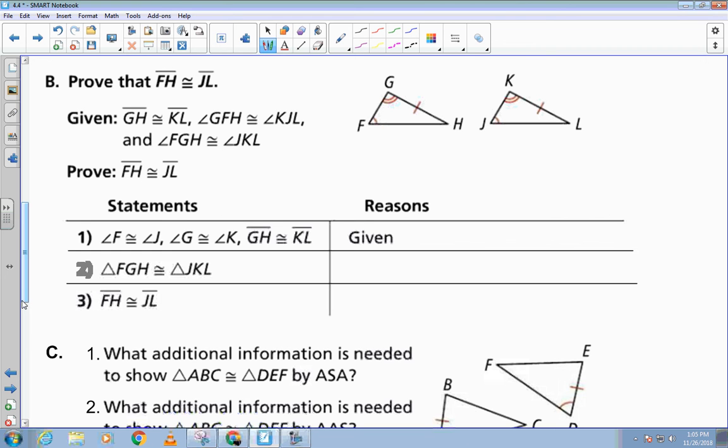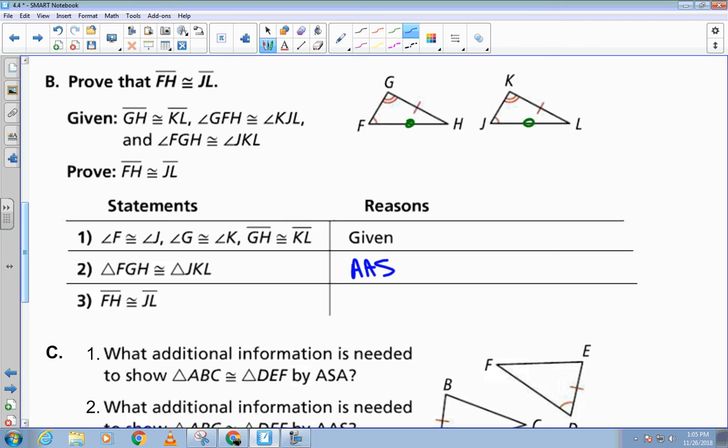Now this one's pretty easy. I got most of them for you, so I'm going to fill in the blanks. But it's based on the same type of idea. Prove that FH is congruent to JL. Now, they tell us that GH and KL are congruent. They tell us that GFH and KJL are congruent. And FGH and JKL are marked, right? So, we want to prove that FH is congruent to JL, right? Before we can do that, we have to prove the triangles congruent. Is there enough information to prove the triangles congruent? Yes, by what? AAS.